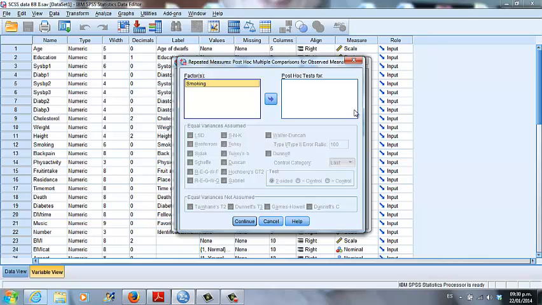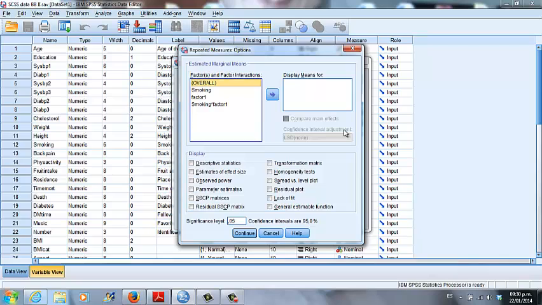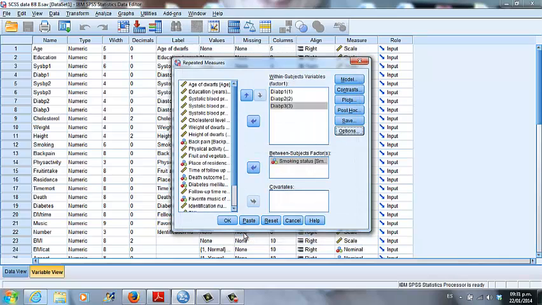In case we would have chosen body mass index categorical, which has 3 different categories, we could select a post hoc test, for instance LSD or Tukey. In this case, we click on continue, and we still have options. In options, what we're interested in are homogeneity tests. We select homogeneity tests, and we're interested, for now, in descriptive statistics. We select those 2, we click on continue, and now we are ready to analyze the data and to run the analysis.